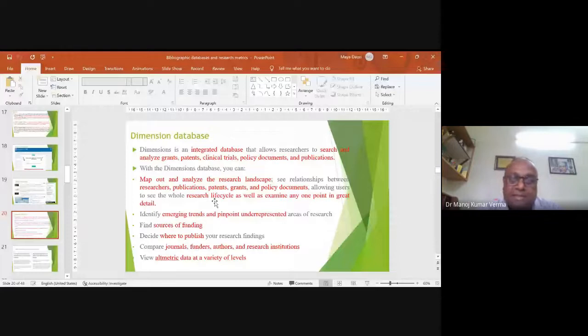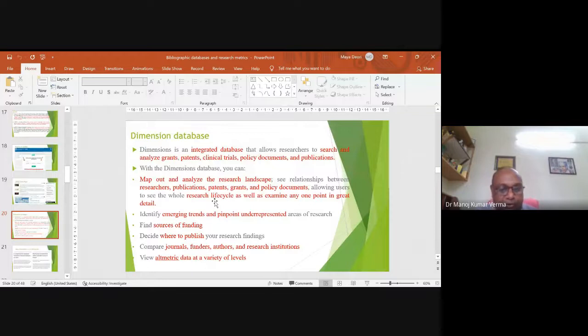Also, with the Dimensions database, we can map and analyze the research landscape and see the relationships between researchers, publications, patents, grants, and policy documents, allowing users to see the whole research life cycle as well as examine any one point in great detail. It helps identify emerging trends and pinpoint underrepresented areas of research, find sources of funding, decide where to publish your research findings, and compare journals, funders, authors, and research institutions.